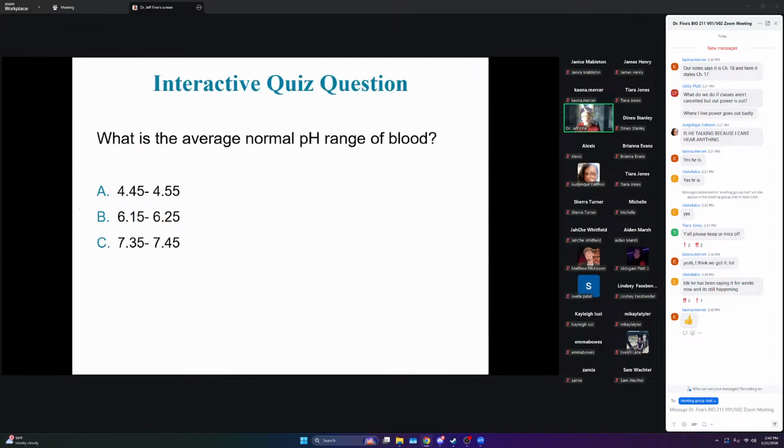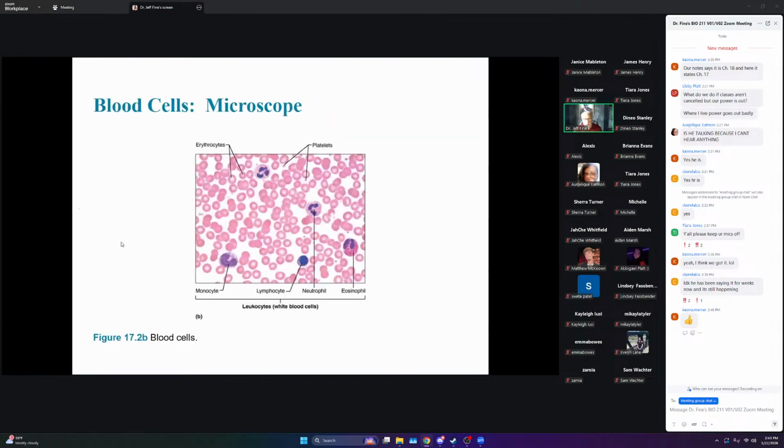First of your 4 quiz questions for today. So remembering what I said about the average normal pH range for blood in human beings, which of those answers? Write them down and you will email those to me at the end of the lecture. All right. So carrying on.